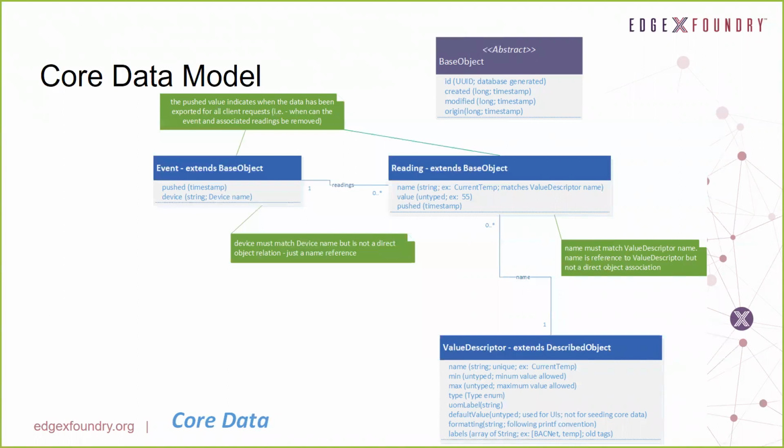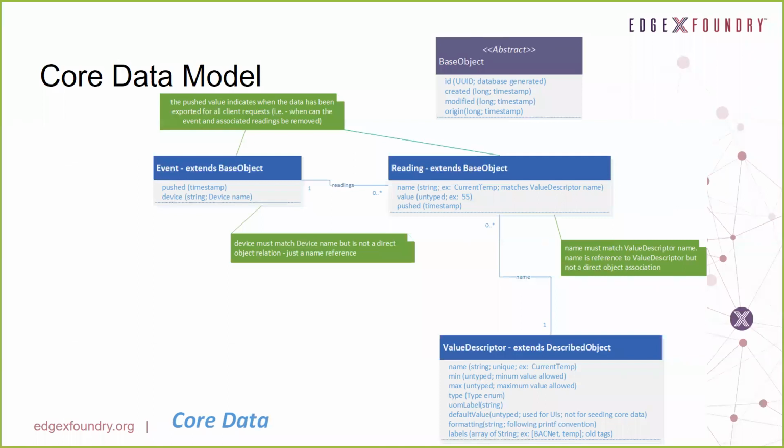Now, origin and created could be different. Your sensor may have some intelligence and be able to timestamp the data, in which case it has an origin. But then once it actually gets created in the core data, we put a created timestamp on that. In particular, that might be useful where you have a dumb device and it can't timestamp the data.